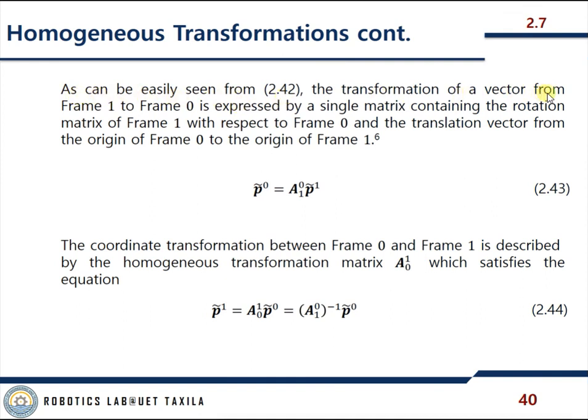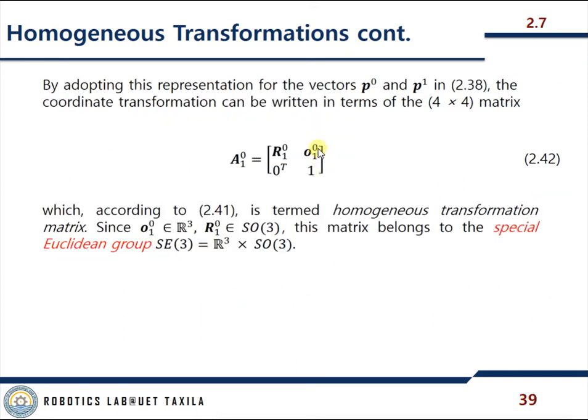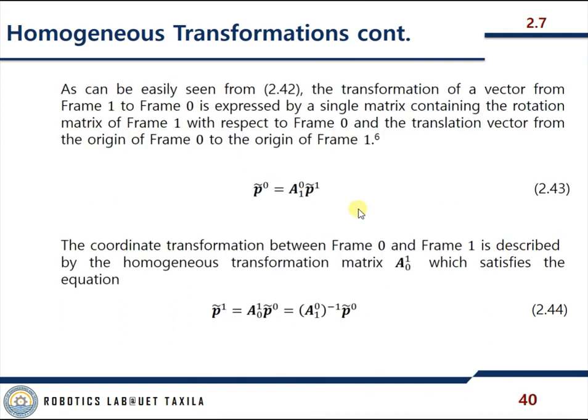The transformation of a vector from frame 1 to frame 0 is expressed by a single matrix containing the rotation matrix of frame 1 with respect to frame 0, and the translation vector from the origin of frame 0 to the origin of frame 1. It can be shown that in 2.42, non-null values for the first three elements of the fourth row of A produce a perspective effect, while values other than unity for the fourth element give a scaling effect.